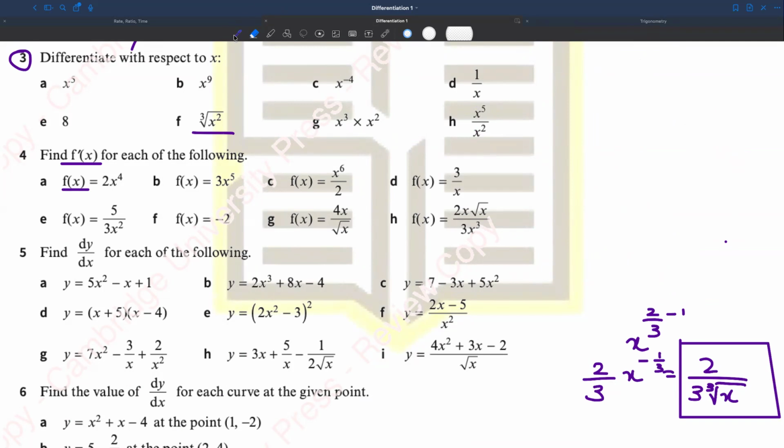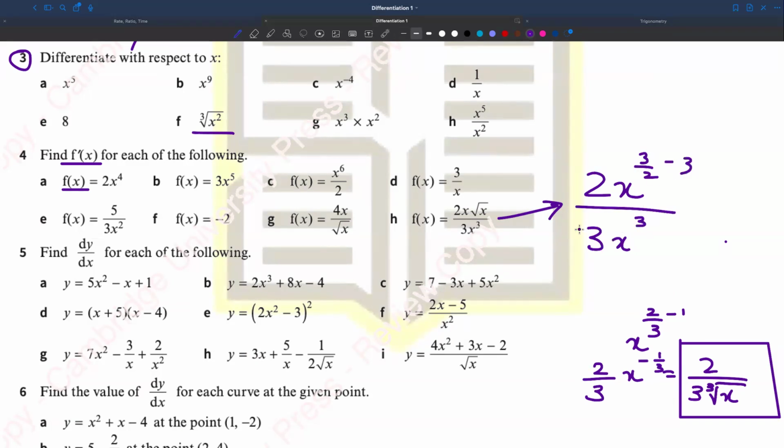Let's say in part H, the first thing you will do is you'll simplify your function. So in the numerator, I have 2x and x power half. When you multiply, we add the power, right? So 1 plus half is what? 3 upon 2. And in the denominator, I have x power 3. So 3 upon 2 minus, when I cancel it out, 3 upon 2 minus 3 will become what?